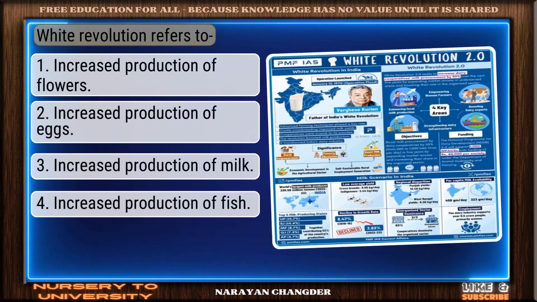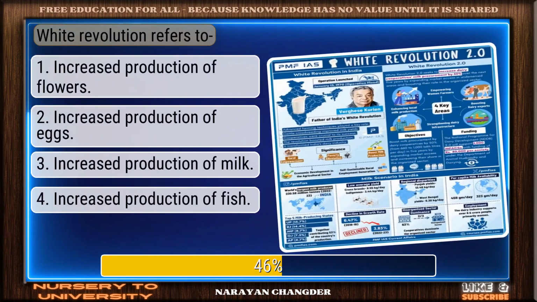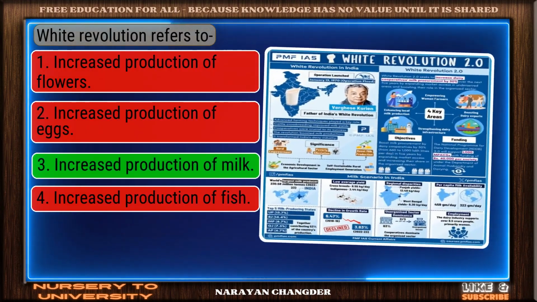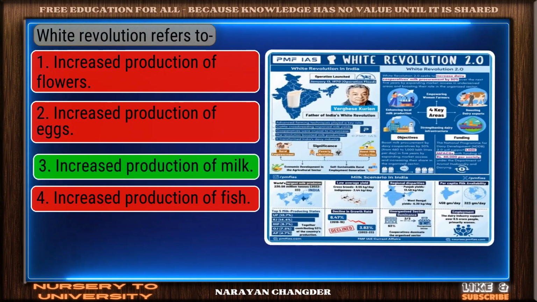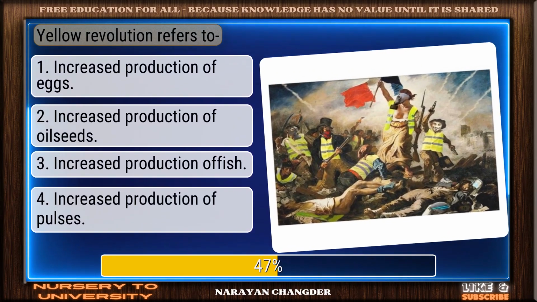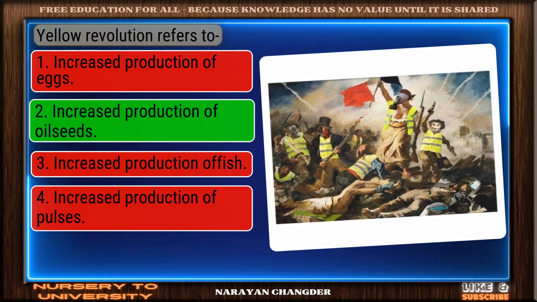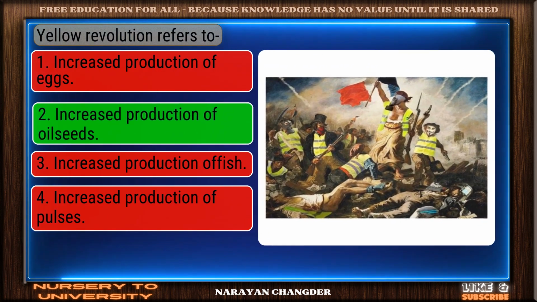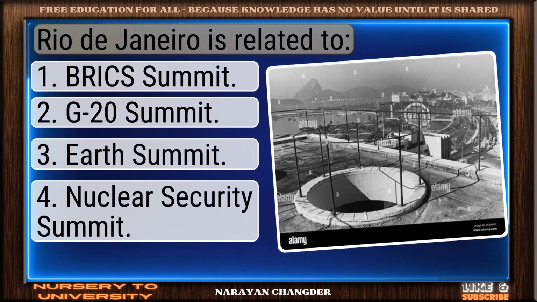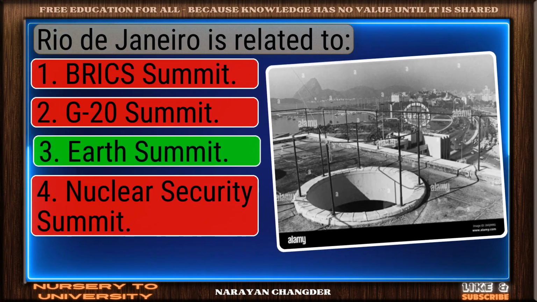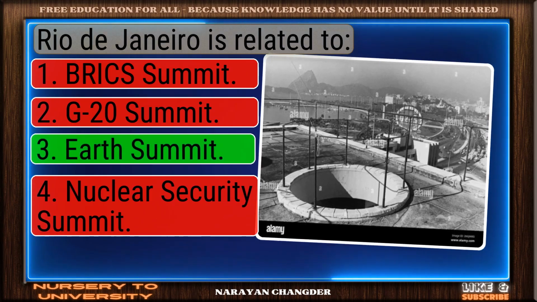White revolution refers to. Smart move. Increased production of milk is the accurate answer. Yellow revolution refers to. Solid response. Increased production of oilseeds is valid. Rio de Janeiro is related to. On track. Earth Summit is correct.